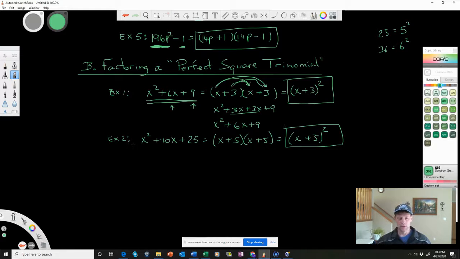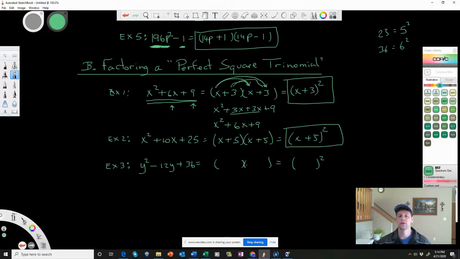Let's do one that's a little more difficult, and we'll call this one example 3. And let's put a negative in there. So I'm going to use a y. So y squared minus 12y plus 36. This one also is a perfect square trinomial. And, oh, I bet you can do it. Pause the video, do it yourself.